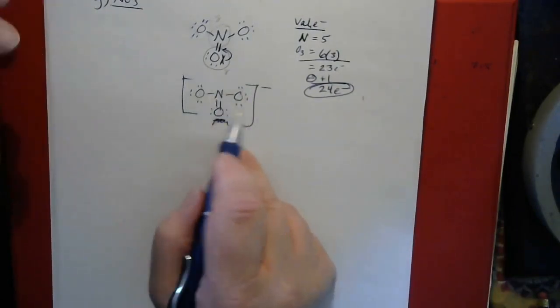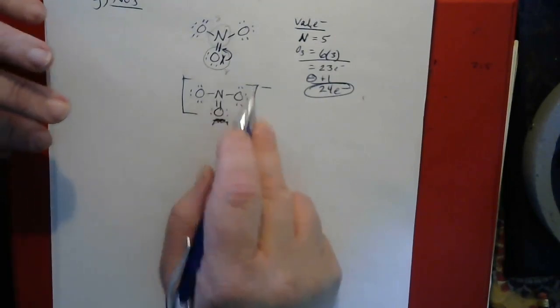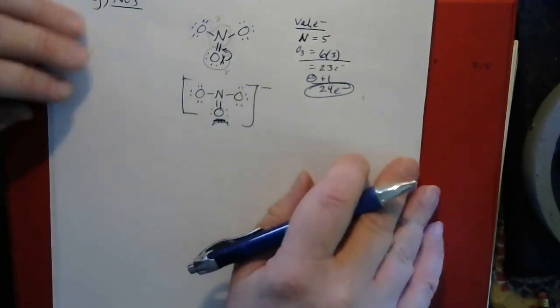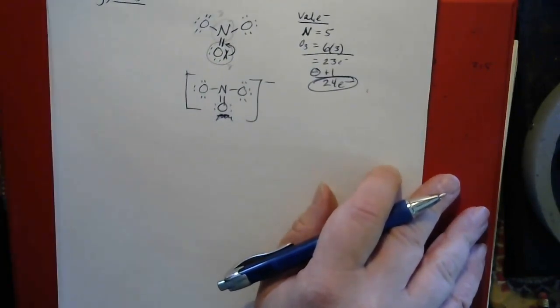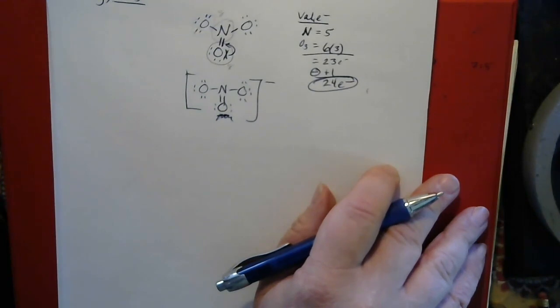When we draw the structure for an ion, we normally put it in brackets with the charge outside the brackets, just to remind ourselves that it's an ion. And so that would be the nitrate ion.